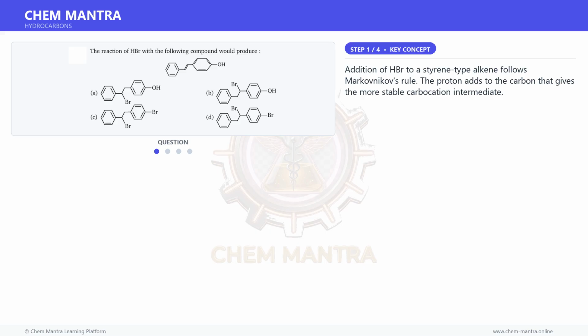Addition of HBr to a styrene-type alkene follows Markovnikov's rule. The proton adds to the carbon that gives the more stable carbocation intermediate. Moving on to the next step.